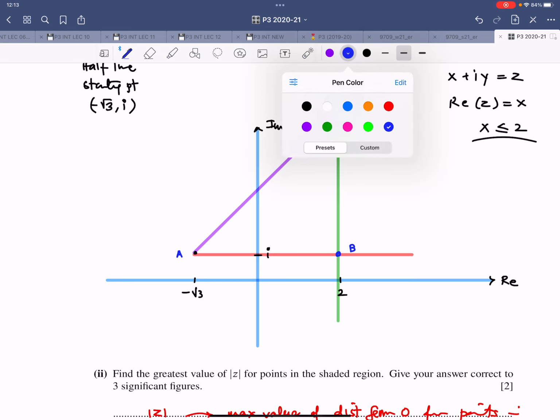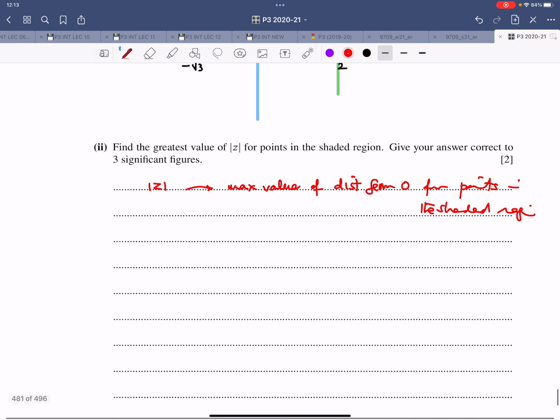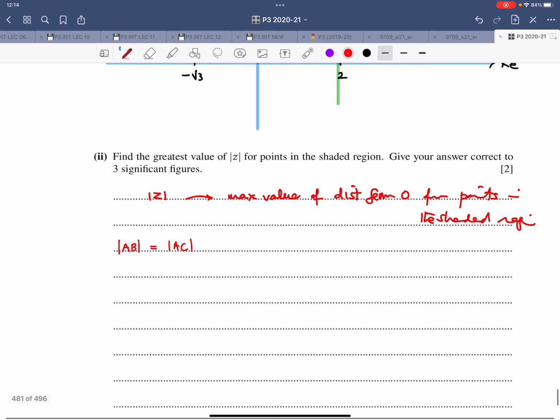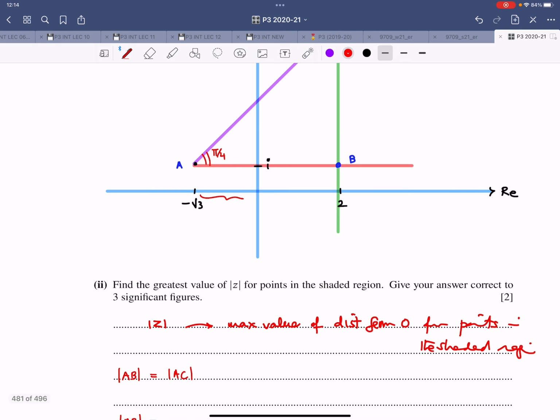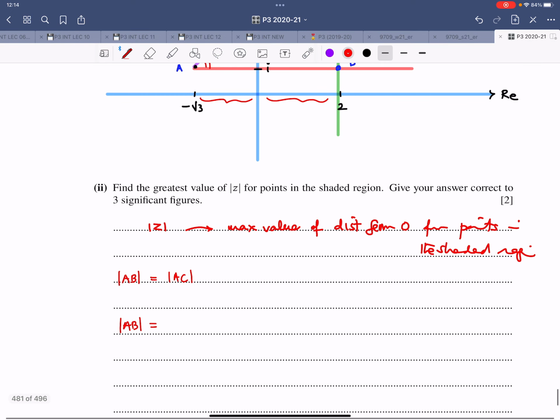This angle is 45 degrees. Therefore, AB and BC are the same, so magnitude of AB is the same as magnitude of BC. What is the magnitude of AB? It is basically this plus this, which is 2 plus root 3. Now, what else am I looking for? I am looking for the greatest value, which has to be found using Pythagoras theorem.